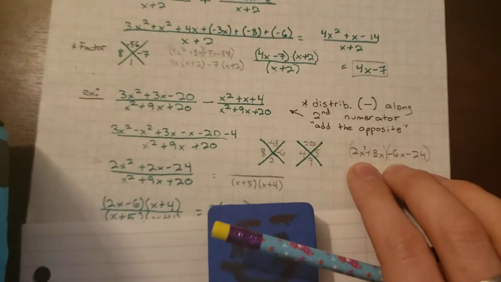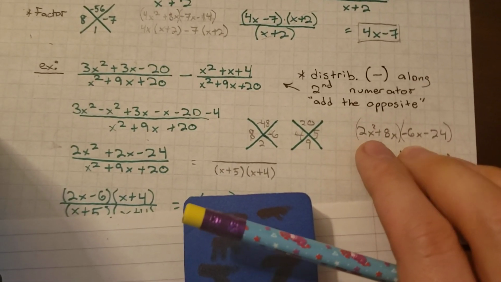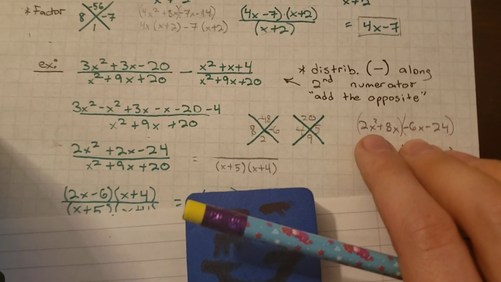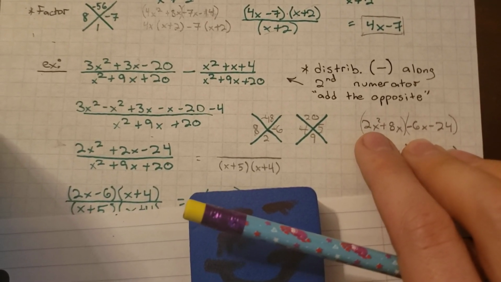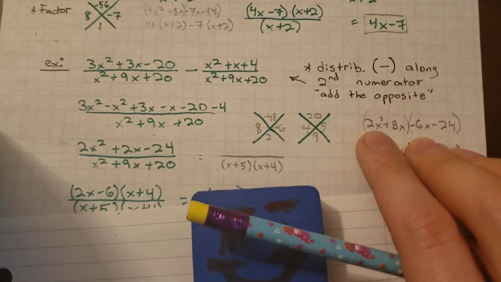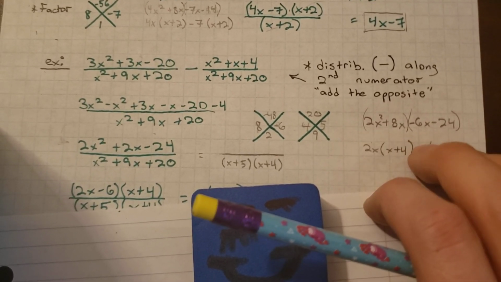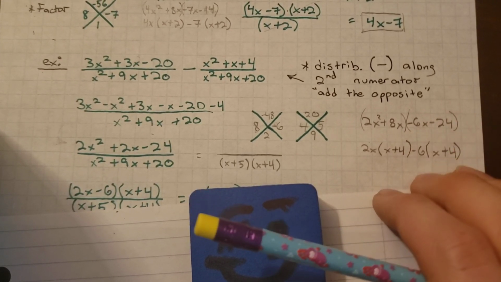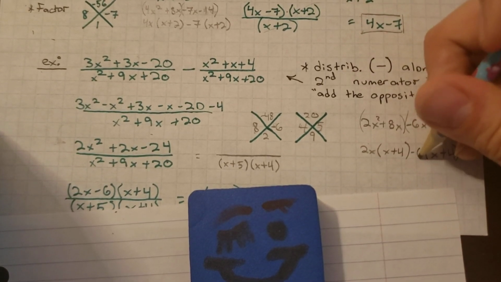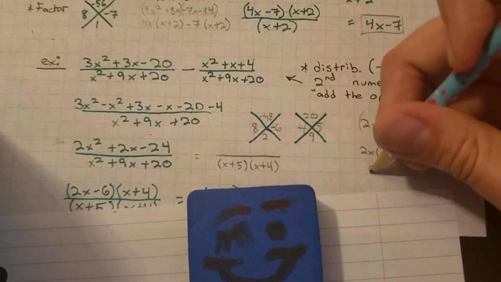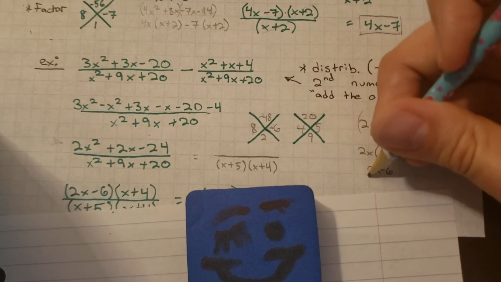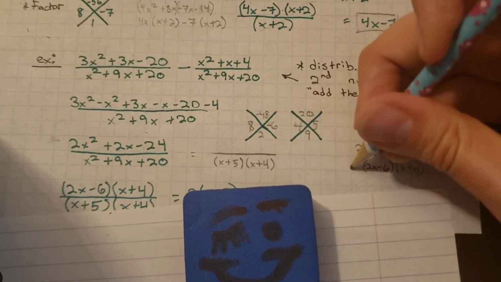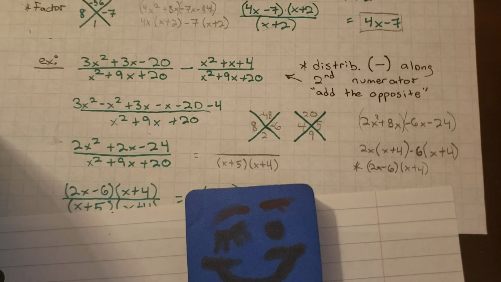So I've got 2x squared plus 8x minus 6x minus 24. After I factor, so let's see, from this one I could pull out a 2x, leaving x plus 4. And from this one I could pull out a negative 6, leaving x plus 4. Easy money. So now these, 2x minus 6 and x plus 4, are my factors. Ding, ding, ding. Those are my factors.